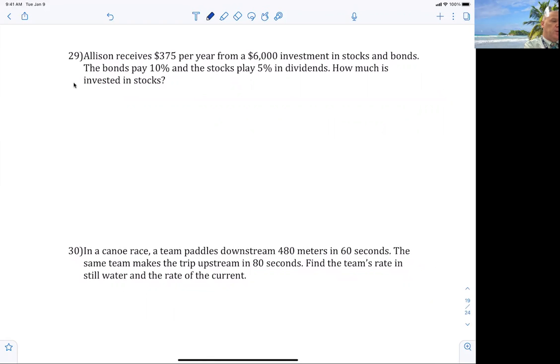Okay, so this is a common problem. You're investing $6,000, correct? So stocks plus bonds is $6,000, right? Now we're going to make 10% on our bonds and 5% on our stocks. So it's 0.05 S plus 0.1 B, and then we're going to make $375. Do you agree with that? Mhm.